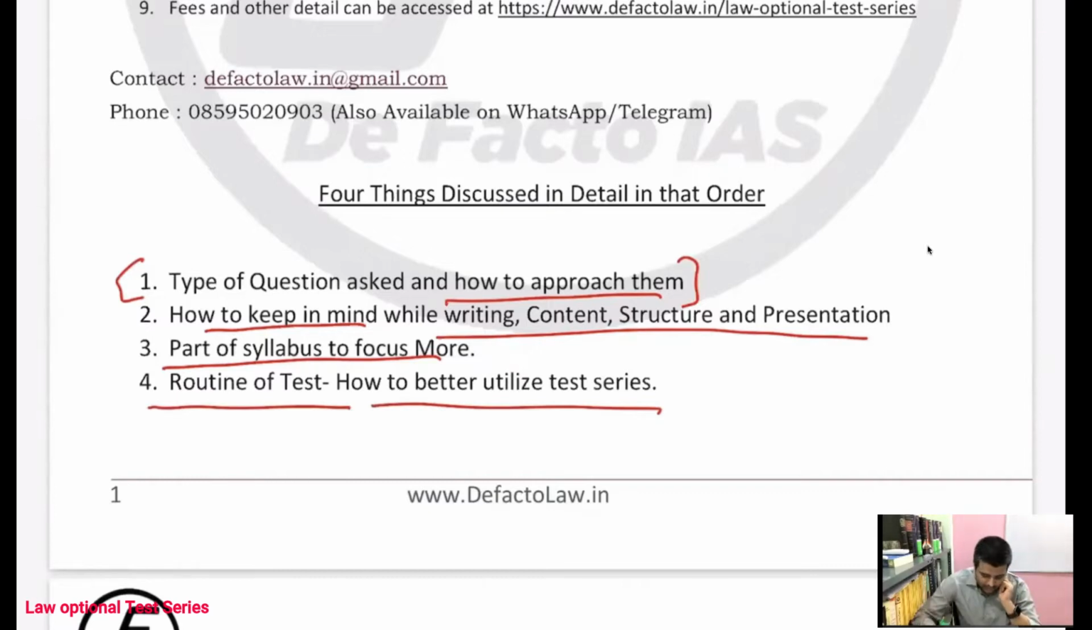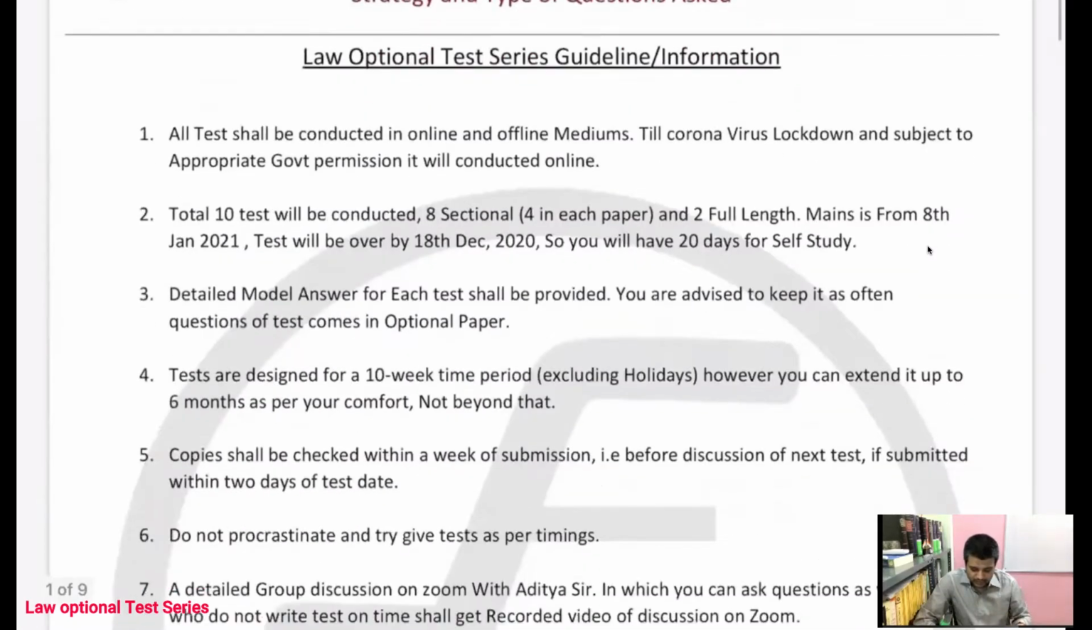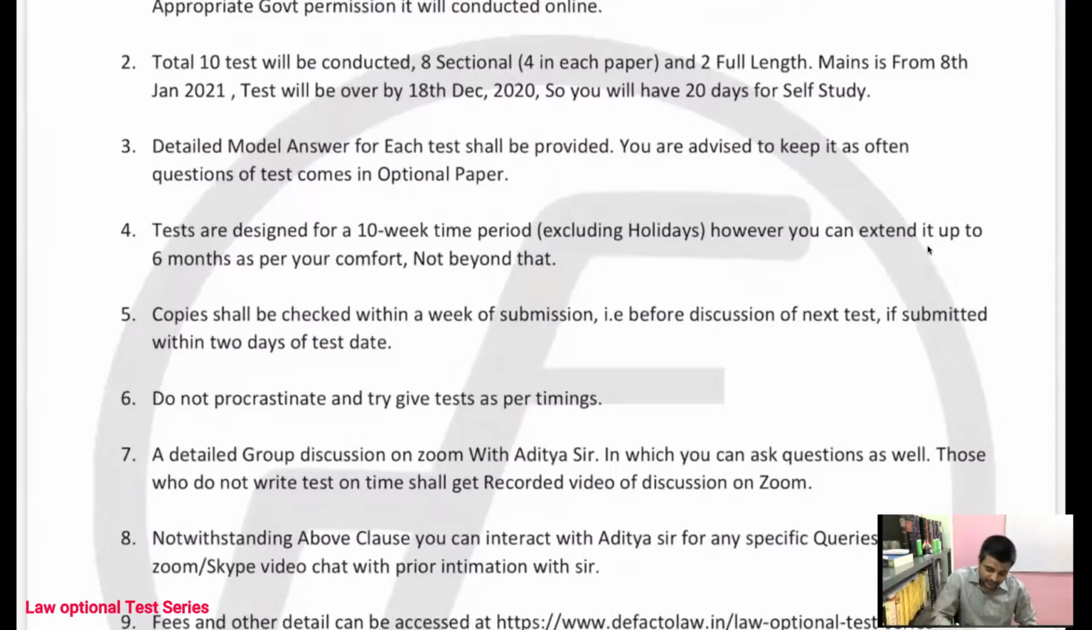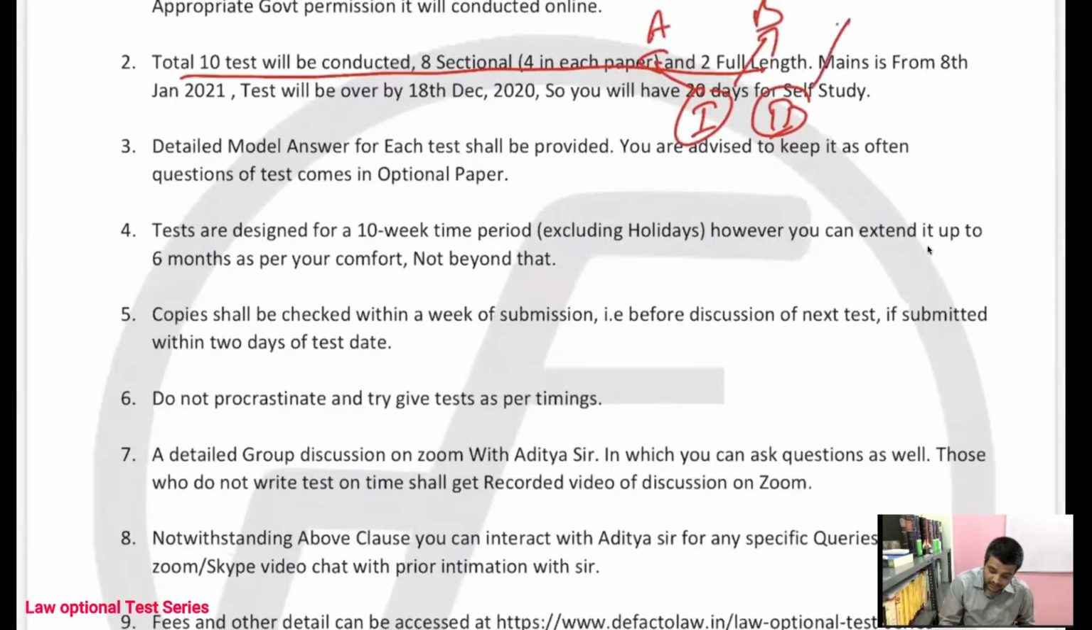Okay. Now, let me tell you a little bit about one more thing: the whole structure of the syllabus has been divided into a total of 10 tests, all of them full length tests. The first 8 tests will be sectional. I have planned the syllabus in that manner: we have two papers, paper 1 and paper 2. In paper 1, we have 2 sections, section A and section B. In paper 2 also I have 2 sections, section A and section B. Very simple, right? From each section we have 2 full length tests.